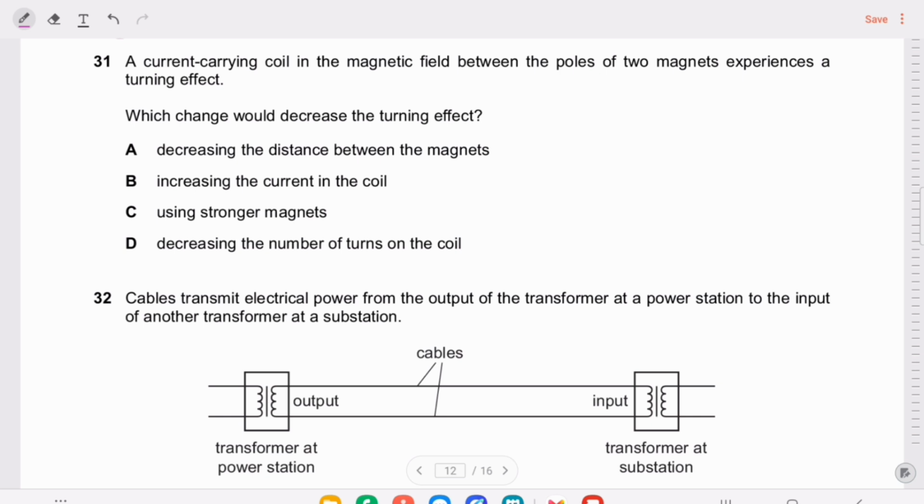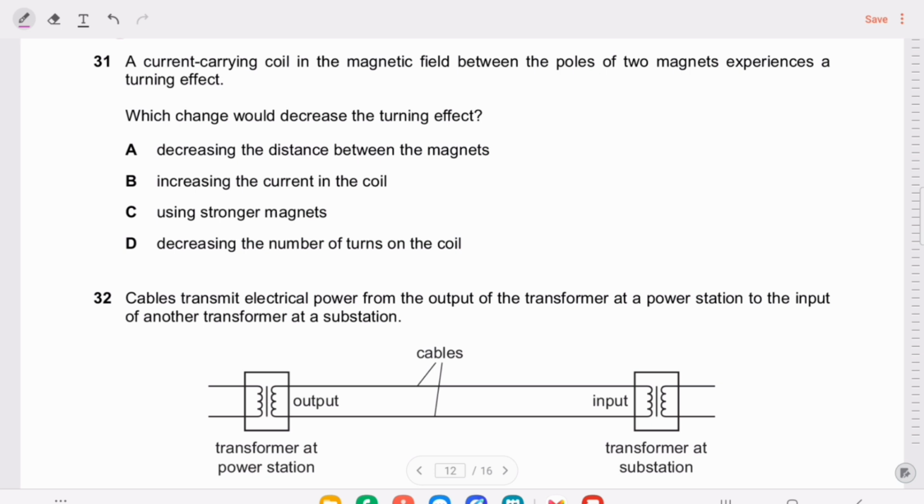Think about what makes a motor stronger or weaker. A large turning effect occurs when the current is larger, the magnetic field is stronger, and more turns are present. So reducing the number of turns reduces the turning effect. For example, imagine pushing a revolving door. If more people push together, the turning effect increases. Fewer people pushing means a smaller turning effect.